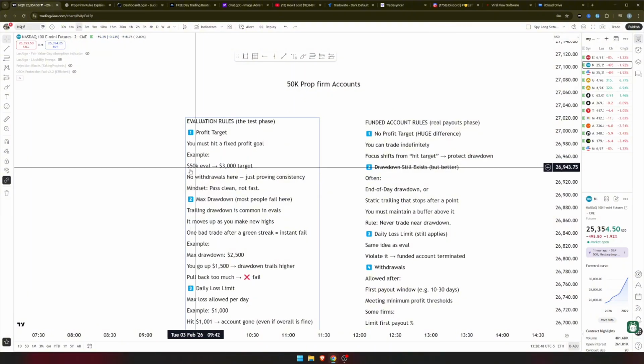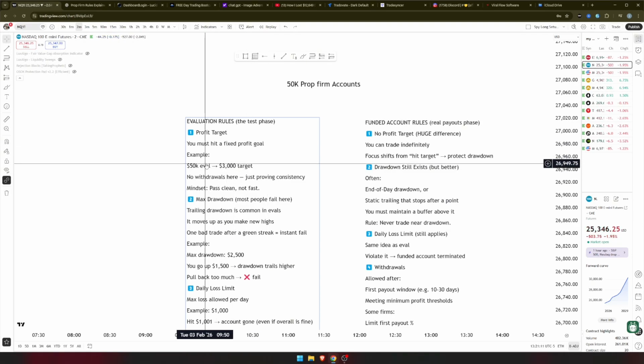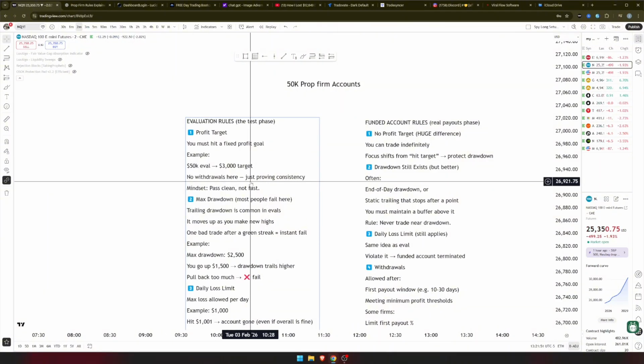But again, they have different rules. So the profit target for a 50K evaluation is typically 3K. So you would want to reach a $3,000 target in order to pass that evaluation. There's no withdrawals in this phase. It's just to prove to the prop firm that you can be consistent and that you can trade, so they can trust you with funded accounts.